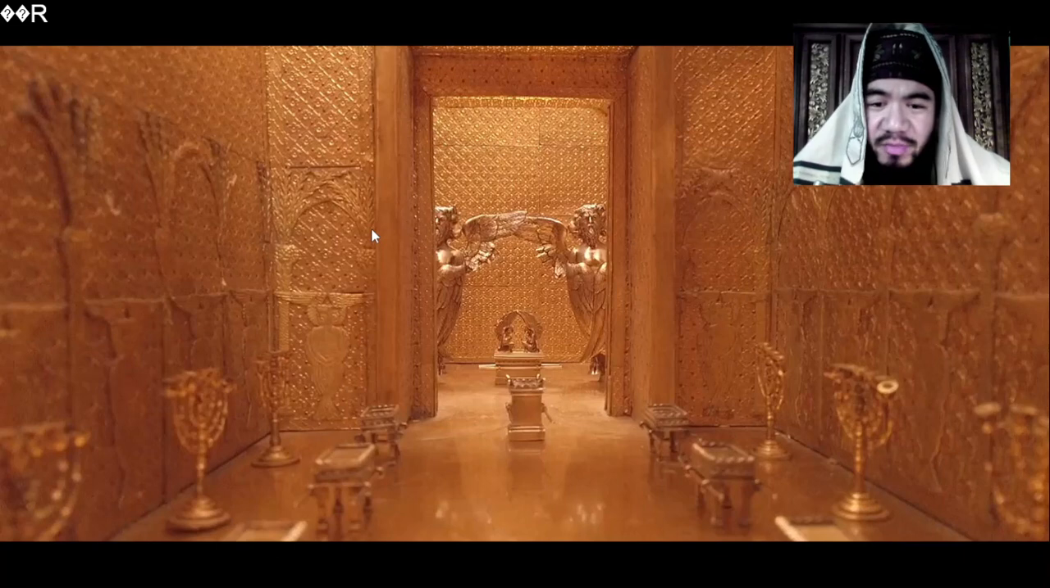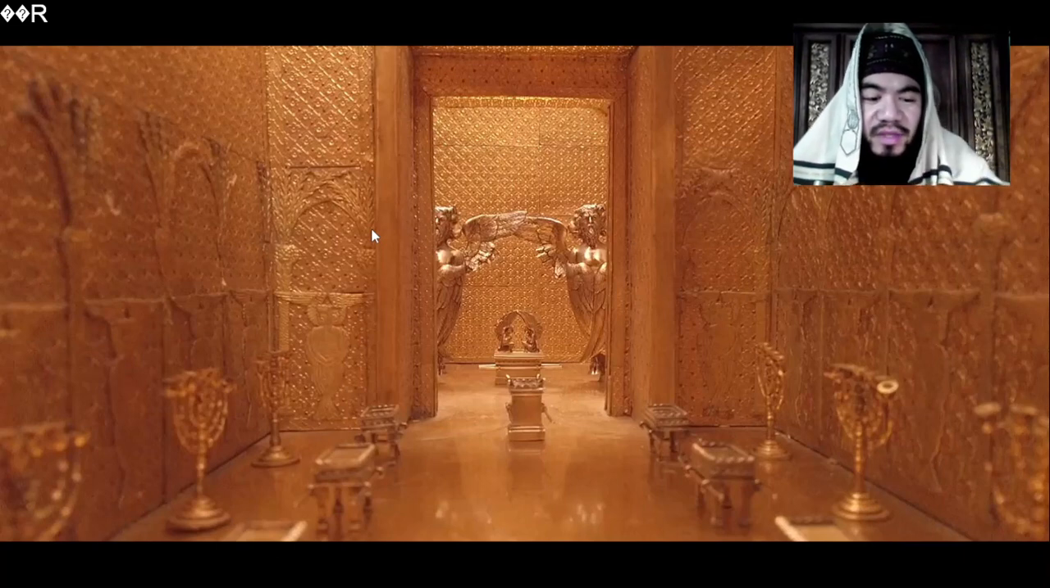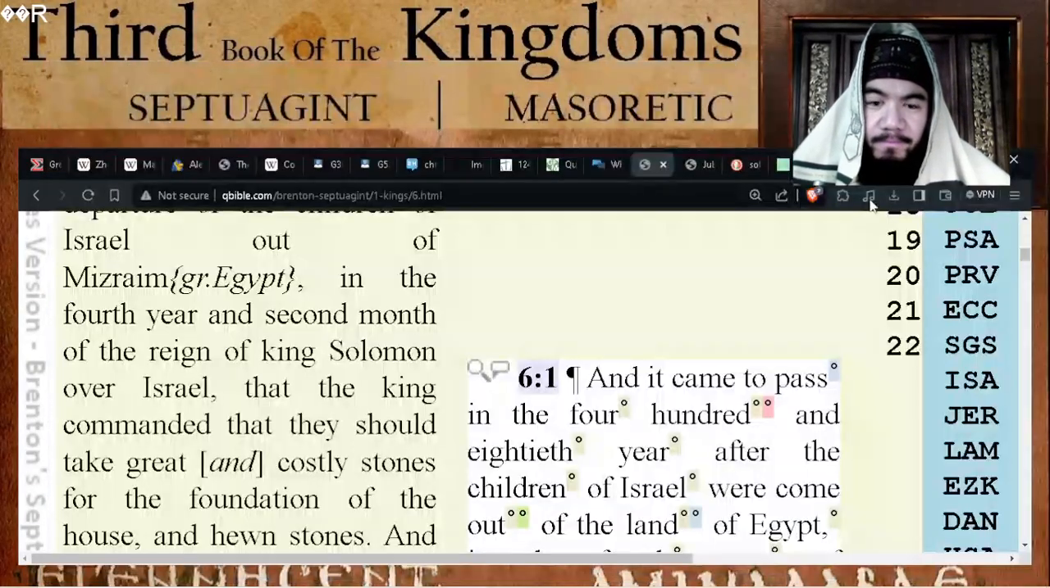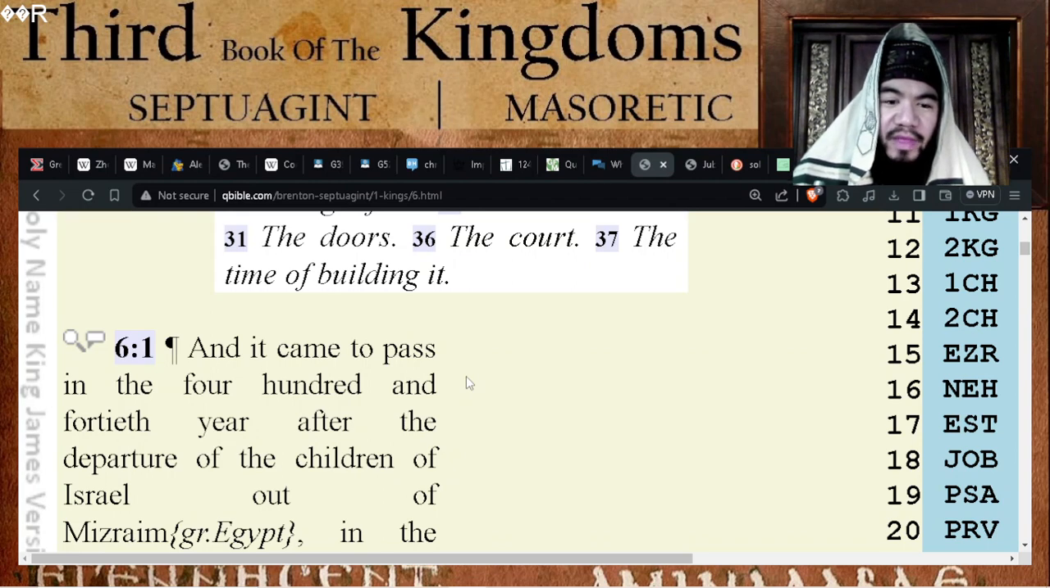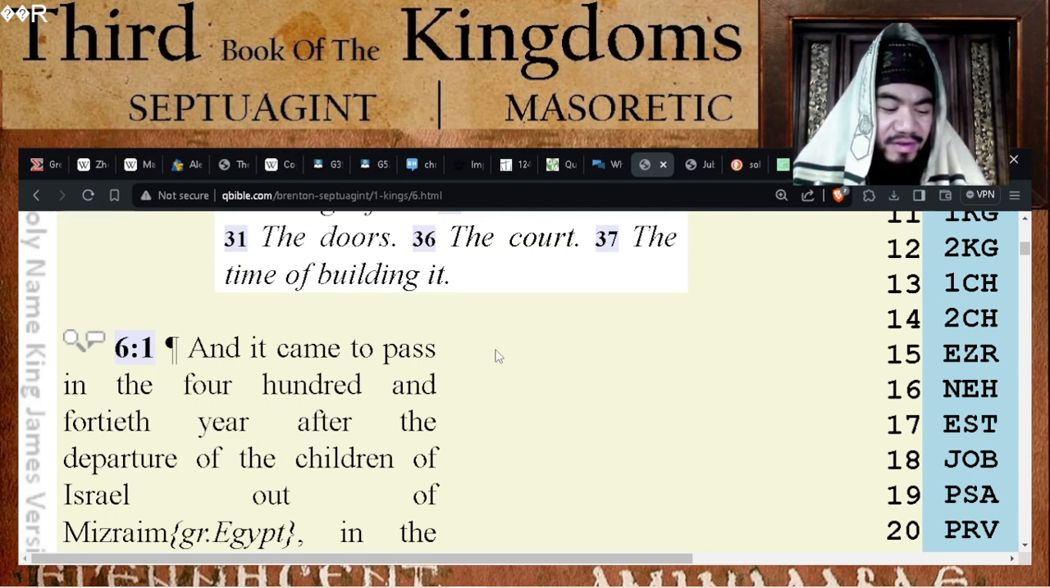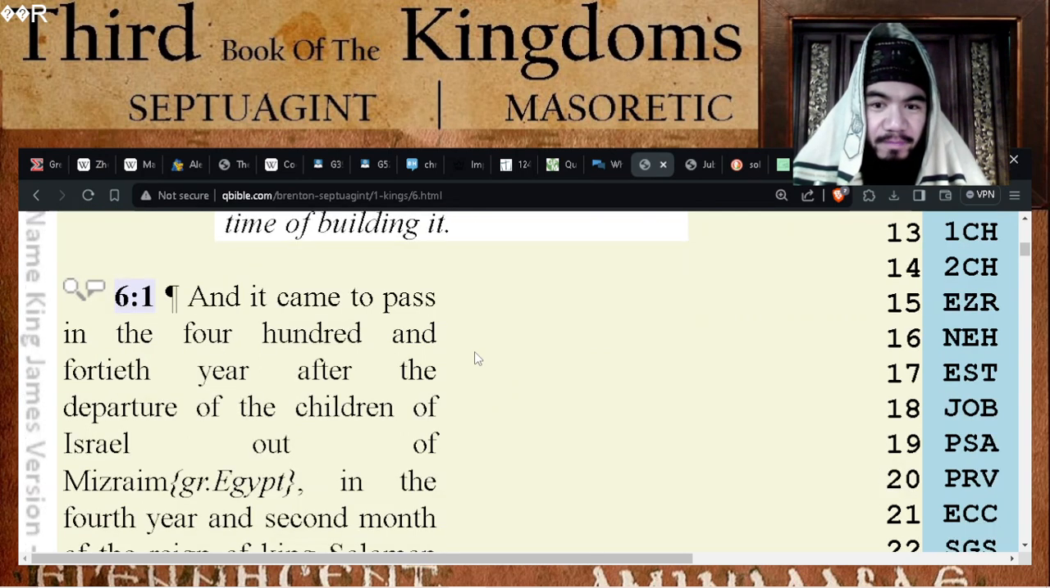The title of this video is either Solomon's Temple or the Temple of Solomon. You will see this thumbnail using this image here. After I cover the differences between these two texts, the Septuagint and the Masoretic, we will watch a short 1-minute video. Before that, we're going to look at more images of what the Temple of Solomon might have looked like. But without further delay, let's look at the differences. There are 38 verses in this chapter.